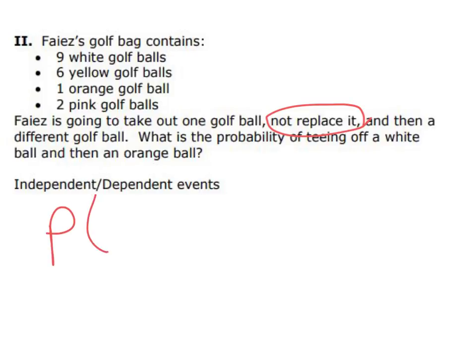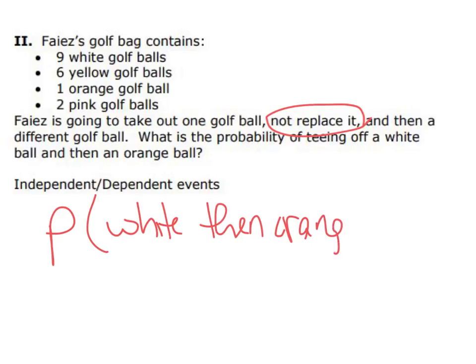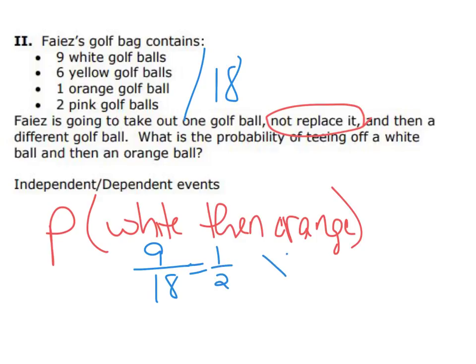So the probability of white, then orange. Okay, so what's the probability of getting a white ball? 9 out of, so if you add those up, that's 18. So that equals 1/2 times, what is the probability of getting an orange ball?